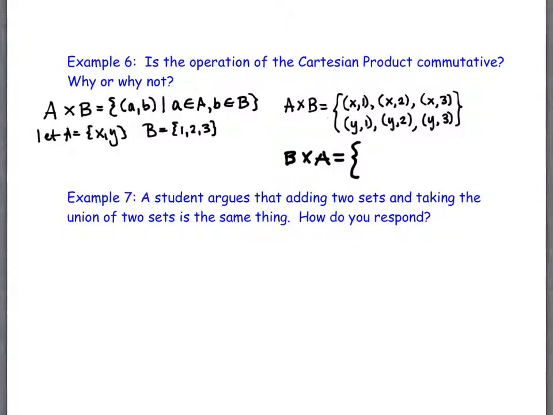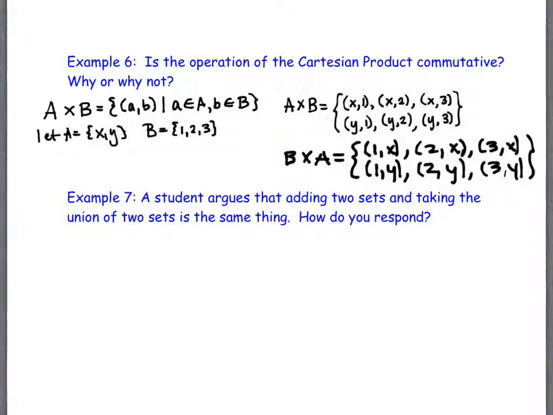Okay, 1x, 2x, and 3x. And what else? 1y, 2y, and 3y. Are these the same elements that we got the other direction? No, they're not. A graph's a really good picture to think in your mind. So the question you should be asking yourself is, are these the same thing? Is x1 and 1x the same?